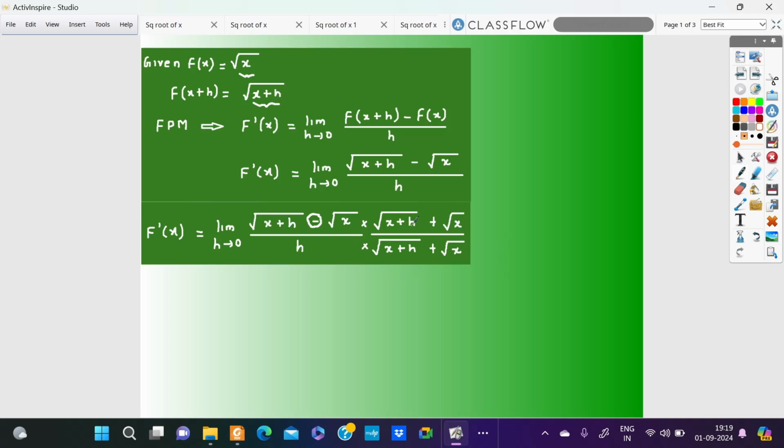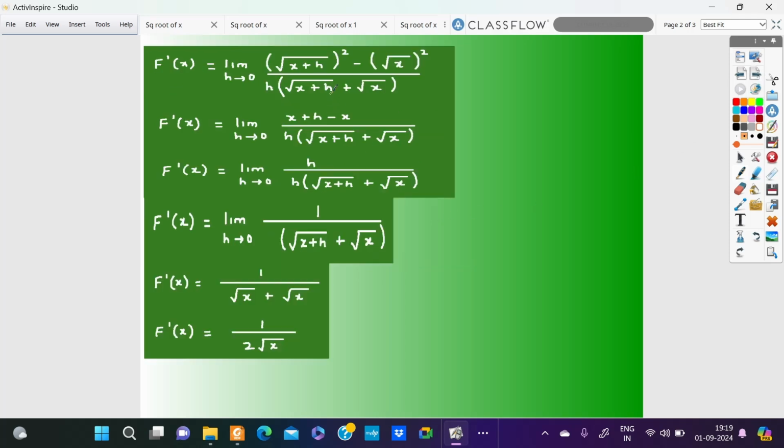The reason why we use the conjugate here is this follows the difference of two squares. A plus b times a minus b becomes a square minus b square. Therefore, the individual bases will have a square, and in case you have a radical sign, that radical sign would just disappear. Therefore, square root of x plus h plus square root of x times square root of x plus h minus square root of x becomes square root of x plus h the whole square minus square root of x the whole square. Therefore, the radical signs here will just disappear.